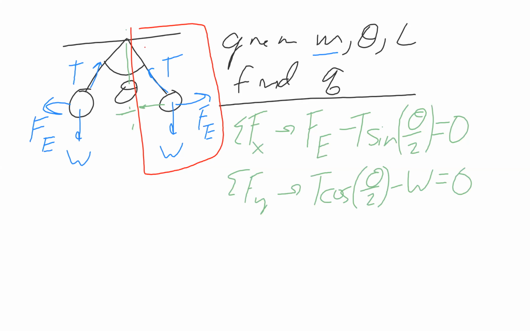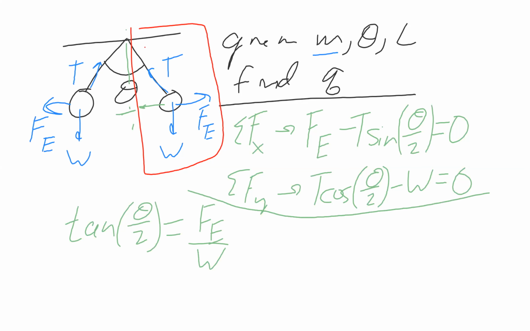And when you do that, if you do the division or substitution, whatever, the point is to get rid of your tension, you'll end up with tangent of theta over 2 is equal to the electric force over the weight. Just sort of drawing a division there. Okay, so we know theta, so we can plug in theta to the left-hand side, and we can consider that to be done. So it's 60 degrees, so you end up with tangent of 30 on the left-hand side.